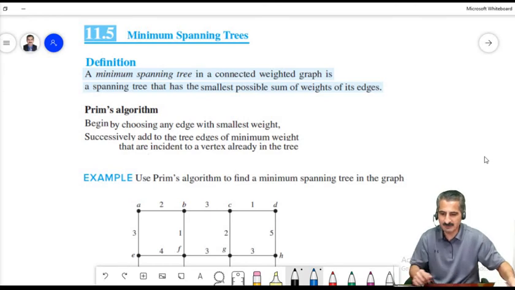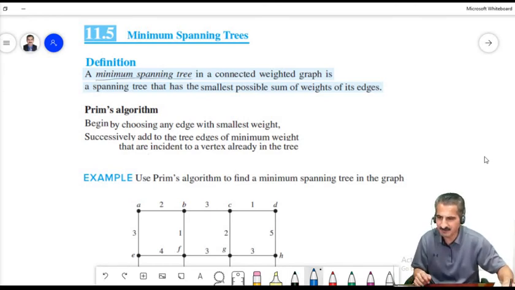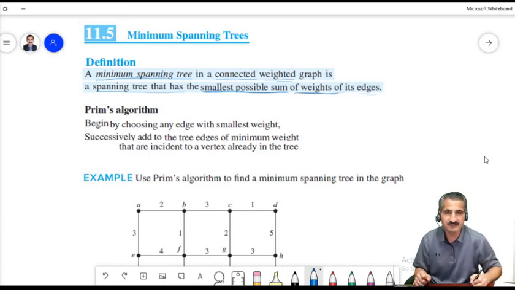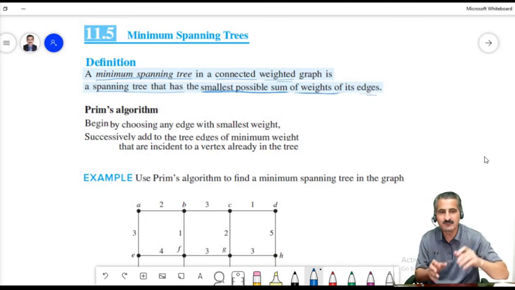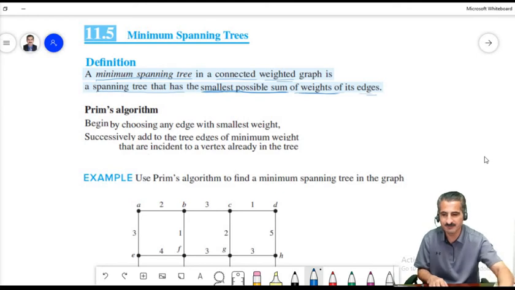So let's go for it. It is defined in here. A minimum spanning tree in a connected weighted graph is a spanning tree that has the smallest possible sum of weights of its edges, the smallest among all the spanning trees that can be obtained for a given graph.